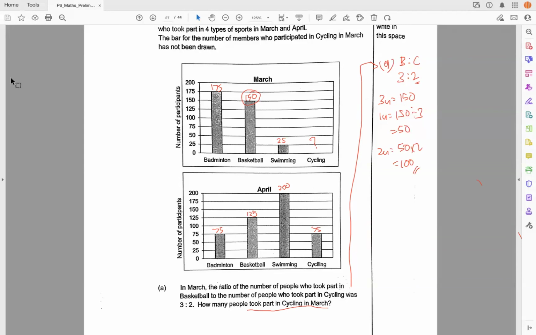What was the percentage decrease in the number of people who took part in badminton from March to April? So I'm going to use another pen. From March, talking about badminton, right? From March, it was 175. April, it's 75. There's a decrease of 175 minus 75. There's a decrease of 100.